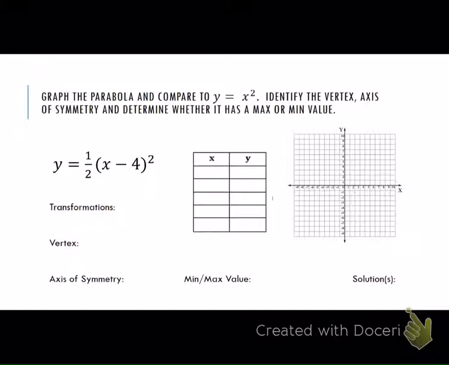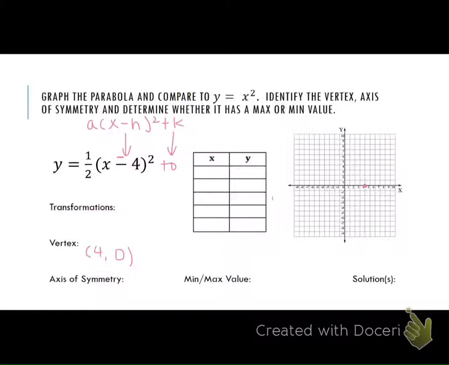All right. Where is my vertex on this one, guys? It is at 4, 0. This is H, and this is K. If you look at the formula, the negative there makes it a positive. So two negatives make a positive, and there's nothing added at the end, so it's at 4, 0.